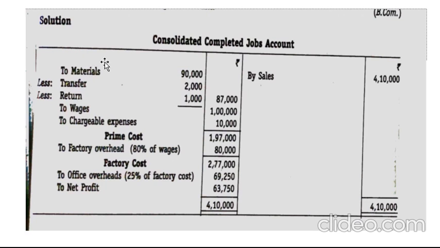According to the golden rules, you have real account, nominal account and personal account. When it is real, debit what comes in, credit what goes out. When it is personal, debit the receiver, credit the giver. When it is nominal, debit expenses and credit all incomes. So those are the rules we are going to follow here. Based on whether it is real, nominal or personal, you apply the golden rules.